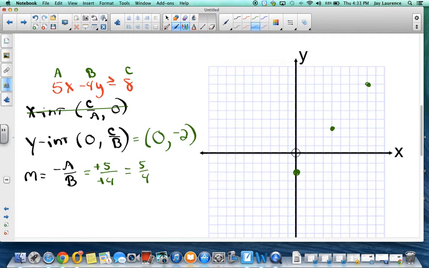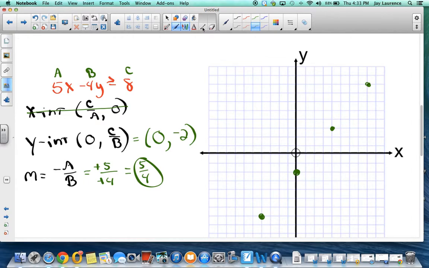2, 3, 4. Hey, by the way, do you know when a line goes up to the right? It's when the slope is positive, and I have a positive slope. If I had a negative slope, my line better be going down to the right. A 0 slope would be a horizontal line, right? And a vertical slope, a line with no slope would be a vertical line.